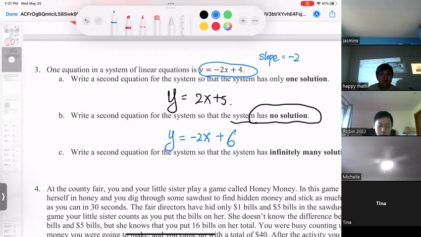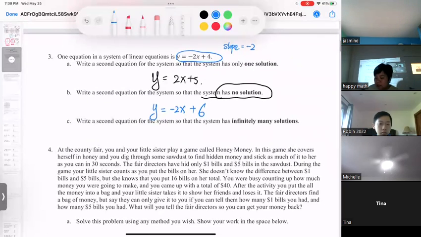So in here, this is an equation, or maybe 5, 6. Not 4, not 4. 5, 6, 7, 8, 9, 10, 11. It depends on you. But in here, the slope has to be the same, right? And would you like to write a second equation? The system has infinitely many solutions.